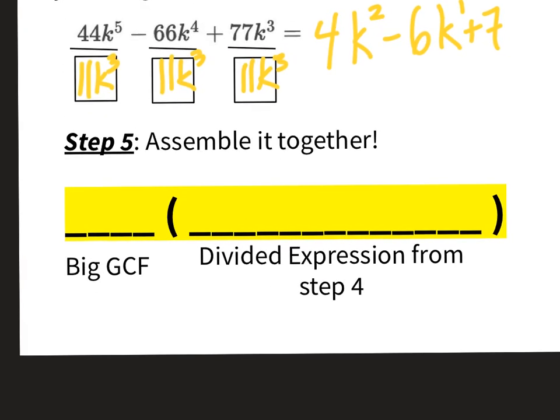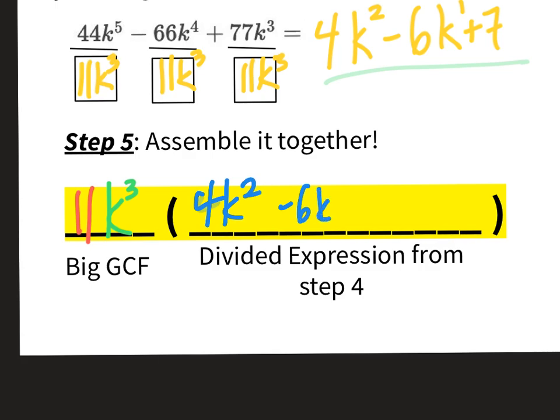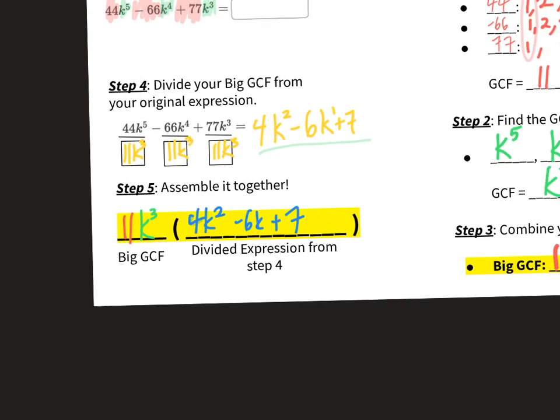So I just want to assemble this all together, right? I know that my big GCF was 11k to the 3rd power, right? And now I want to take this expression that I worked really hard on creating, this value right over here, and just write it over here, right? So it's 4k squared minus 6k plus 7. And that is my fully factored expression.